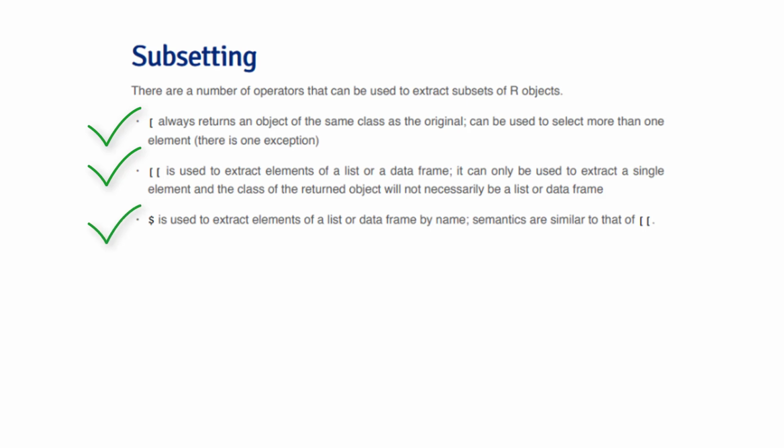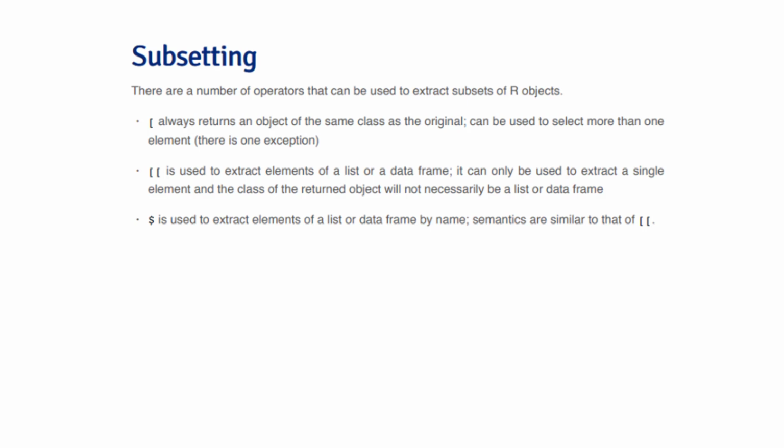The basic principle to remember here is that the single square bracket always returns an object of the same class as the original. So the subset of a vector you are going to get back is a vector. If you subset a list, you are going to get back a list. Anytime you use the single bracket operator to subset an object, you will get an object of the same class back. Furthermore, the single bracket operator can be used to select more than one element of an object, with one exception that we will get to later.